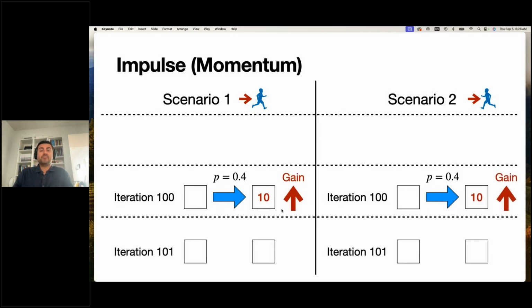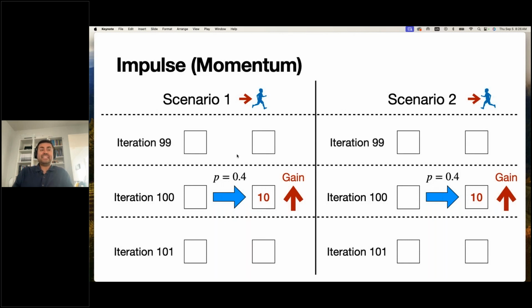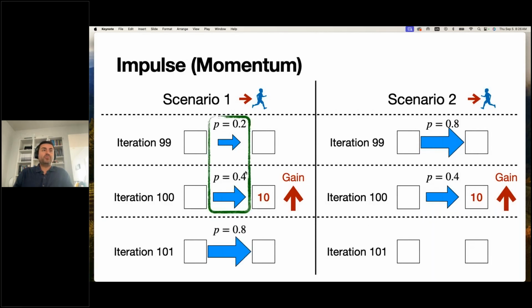How much do I increase it? Well, if in iteration 99 the probability was going from small to big, then I want to make it much bigger. But if in iteration 99 it was going from big to small, then I don't want to make it that big. So you see, here it went from 0.2 to 0.4, so I want to go all the way to 0.8. Whereas here it went from 0.8 to 0.4, and I want to grow it, but not so much because it's kind of going in the wrong direction. I want to grow with impulse. So PPO is basically growing it with impulse. So if it went down, I don't want it to go up that much.